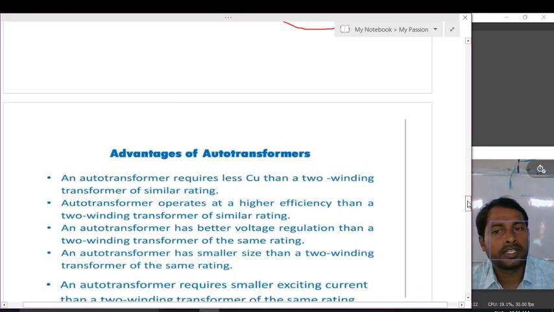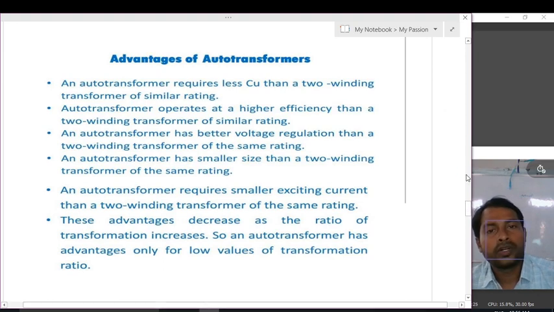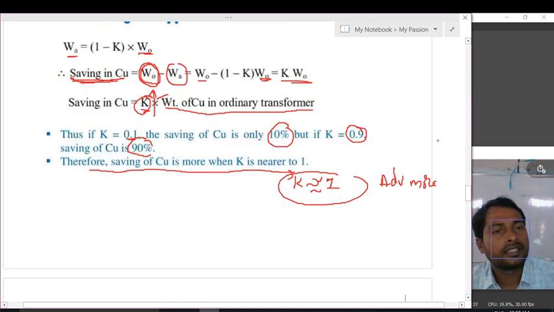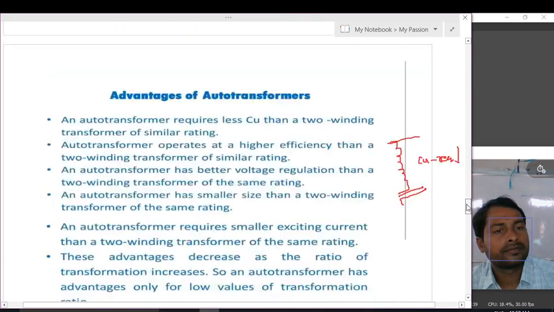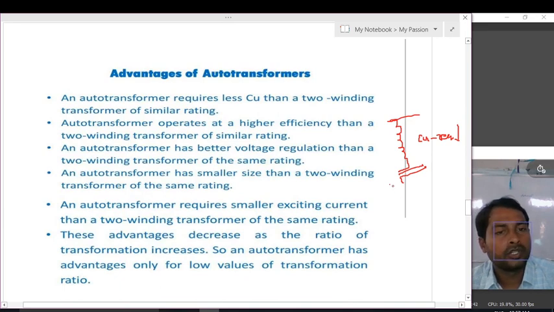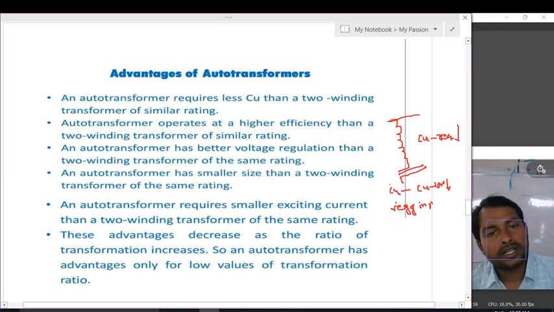Next I will explain the advantages. Only a single winding is used in the auto transformer, so that copper requirement decreases. If the copper reduces, copper losses decrease, and next, if the copper reduces, voltage regulation also improves. So these are the major advantages. And also if the copper reduces, copper losses reduce, then efficiency also increases.